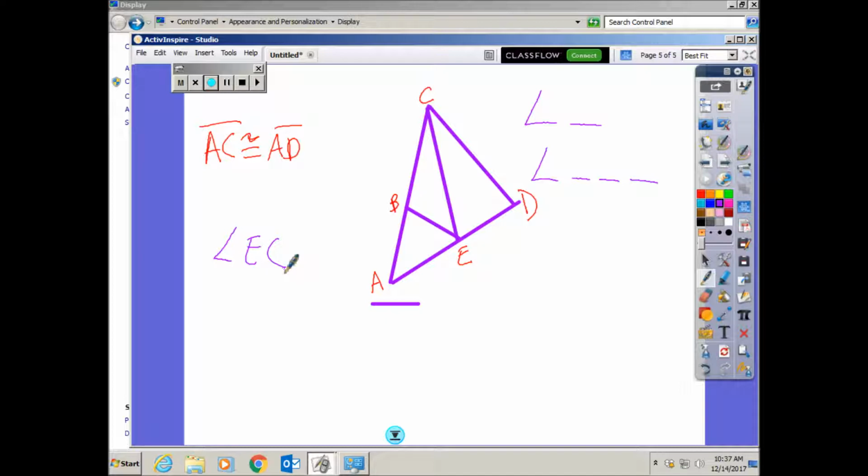Okay? So, I am told that AC is congruent to AD. I'm trying to color code this to help. What angle is opposite AC? Not CD. Just D. Just D.